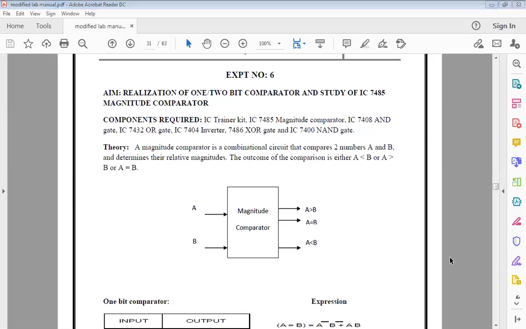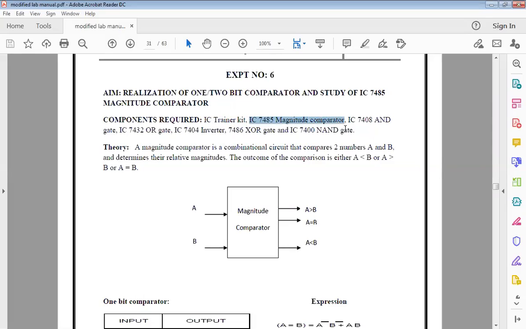So ultimately, what is magnitude? Can someone tell me what the magnitude is? That's the value, sir. Yes, it's the value, how much it holds. For example, if I tell you to compare 3 and 6, A is equal to 3 and B is equal to 6, then you will see that B is greater than A, or A is less than B, right?